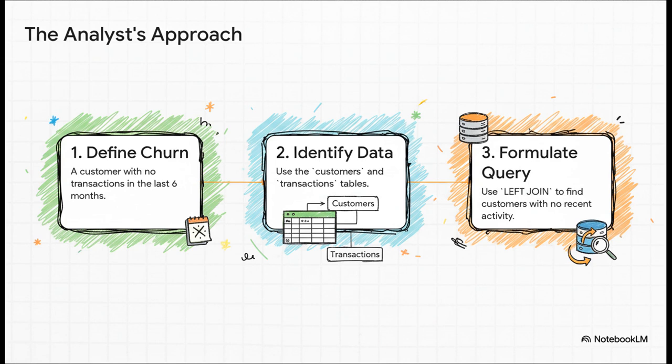Nope, they strategize first. Step 1 is always to define the problem. What does churn even mean here? No purchases in 6 months? A year? You have to ask. Step 2, figure out where the data lives. Which tables do you need? And only then, as step 3, do you start actually formulating the query. That structured, step-by-step thinking is exactly what interviewers are looking for.